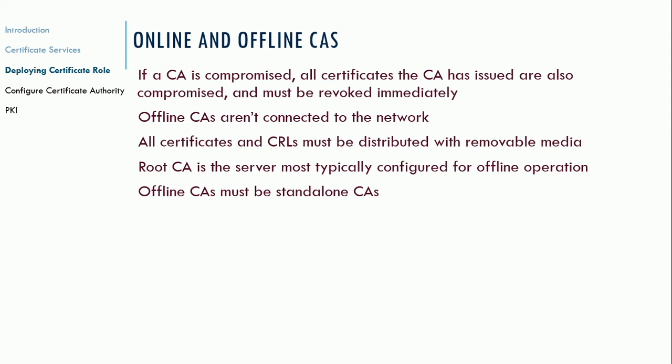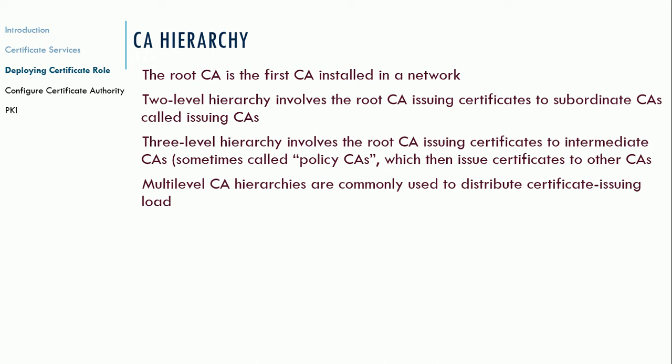With offline CAs, you're not connected to the network, so it makes it difficult to do certificate revocation lists. You have to do it with removable media since it's offline. The root CA is the server most typically configured for offline operation, and offline CAs must also be standalone CAs. So there are certainly times that you'll use an offline CA.